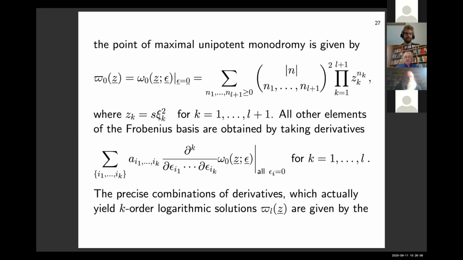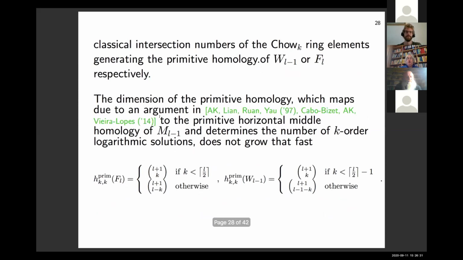And then, as I said, all the other elements of the Frobenius spaces can be taken just by taking derivatives. But of course, you cannot take infinitely many derivatives because this solution system is finite. It's like the primitive cohomology of this Calabi-Yau. And which precise combination will lead to a solution is actually determined by the intersection number, or by the shuffling of the intersection number, in the primitive cohomology of W.